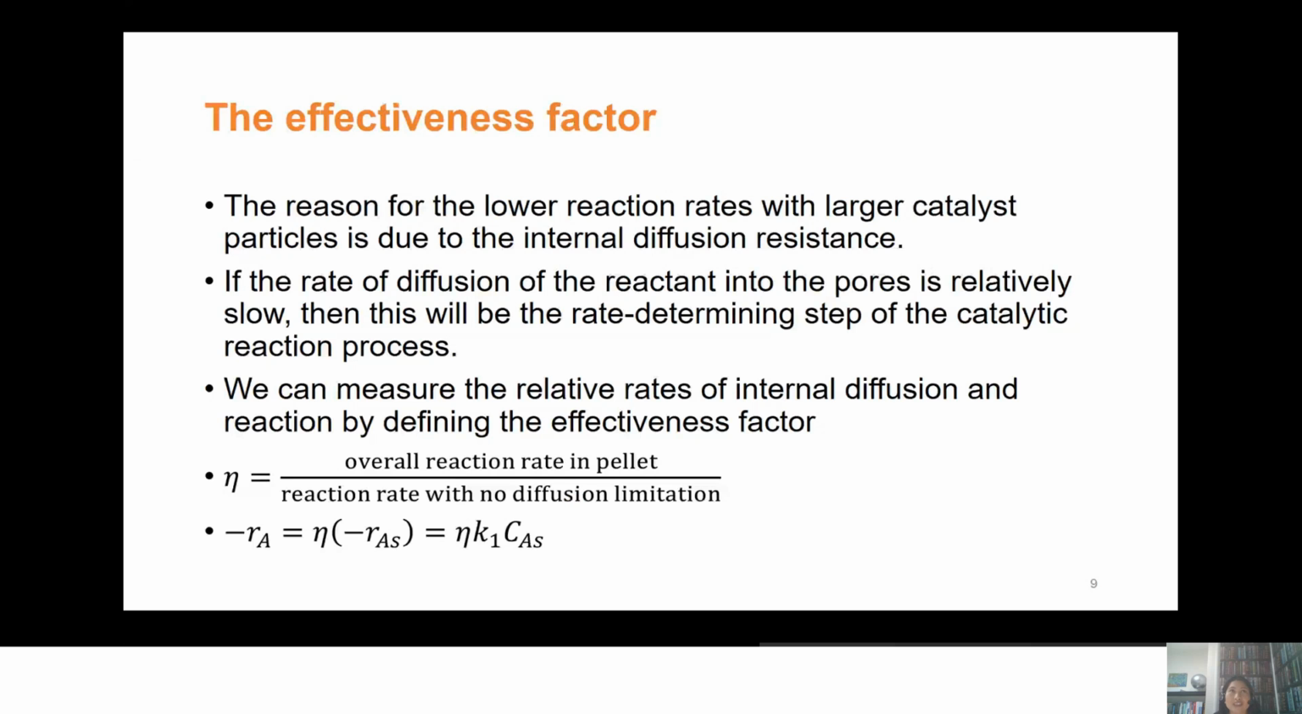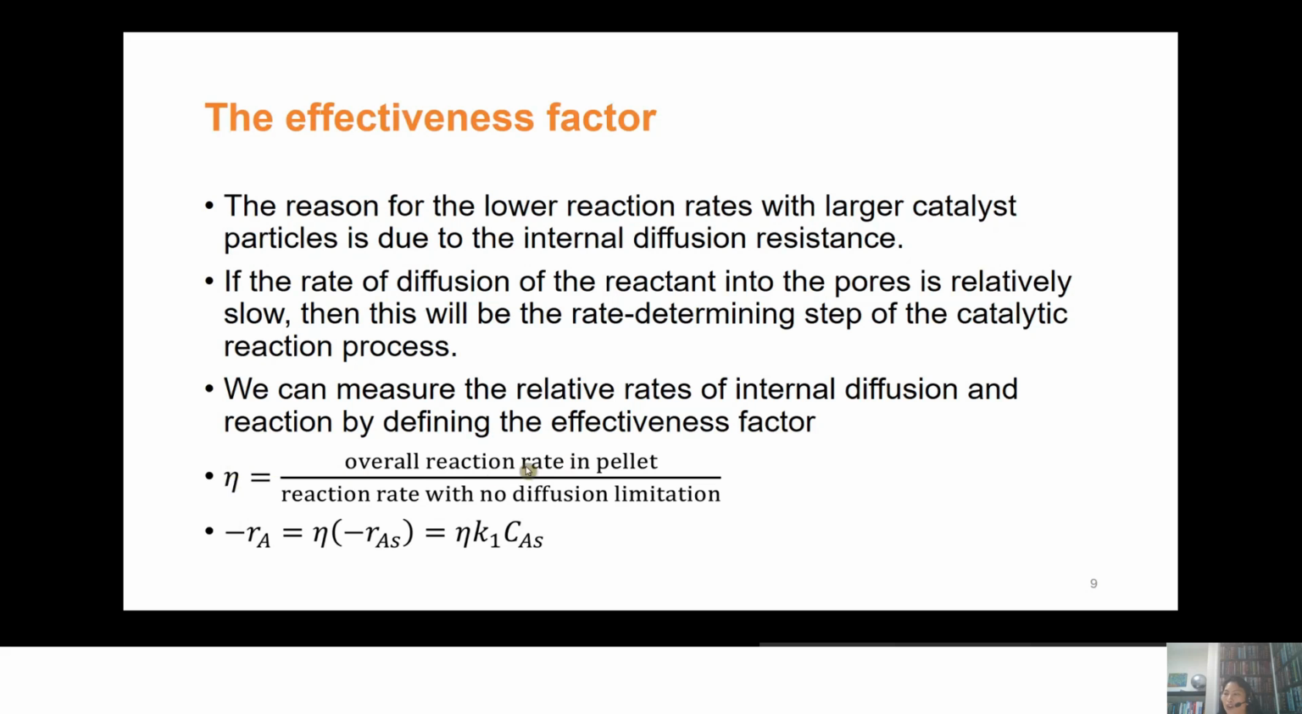Okay, so if there is a resistance to internal diffusion, we expect the concentration of A to drop from the surface to the center, because of that resistance. But if there's no resistance to internal diffusion, then your reactant can diffuse easily inside the pore without any problem. So the concentration inside the pore channel will be the same as the concentration at the surface. Okay, so that's just the definition of effectiveness factor, which we will denote as eta.